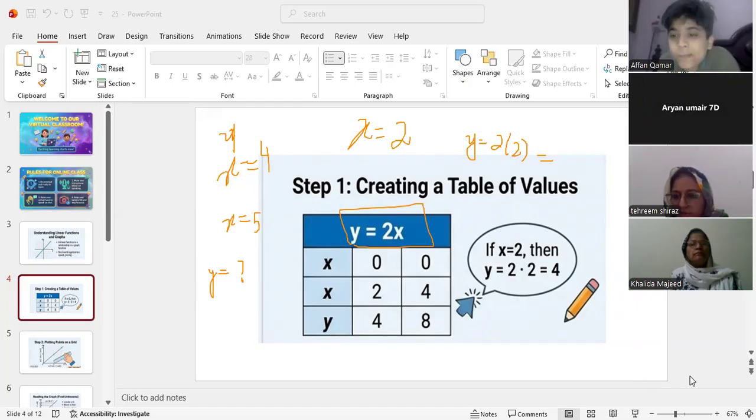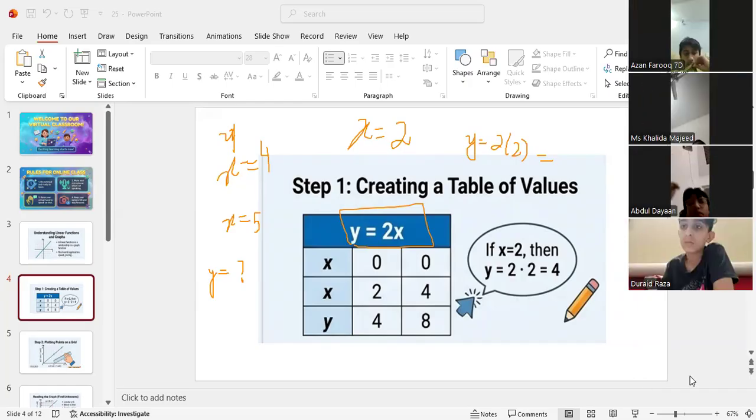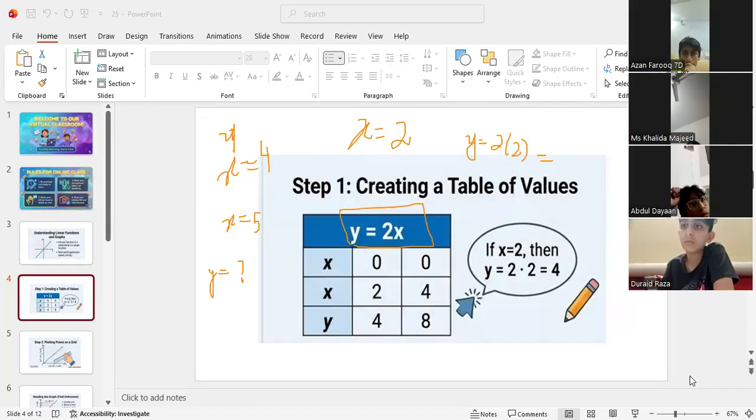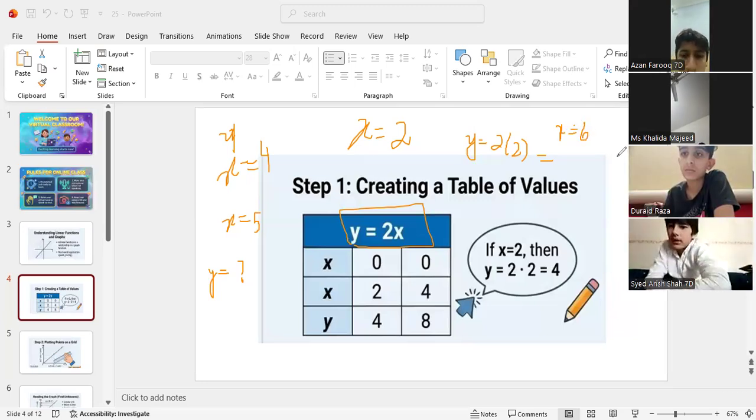Just a second. No, Fan, I am asking about Azan. I'm asking the question from Azan. Azan, if I say the value of x is 6, what will be the value of y? If the value of x is 6, the value of y will be 12. Yes, 12. So it means that the constant rate of change is 2.